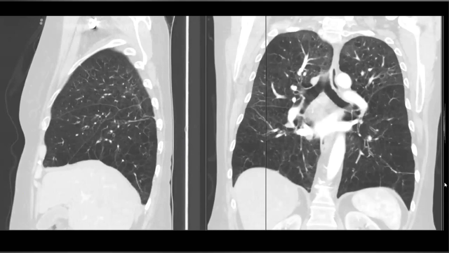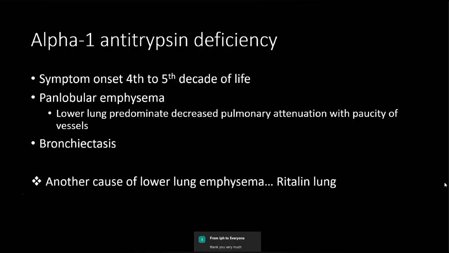One more thing that you want to think about with lower lobe emphysema. What do you think it is? It always happens in IV drug users. Can you name it? No, sir. We have a lot of IV drug users here. So it's called Ritalin lung.